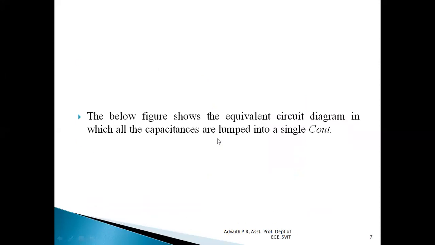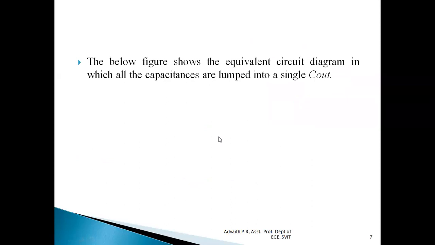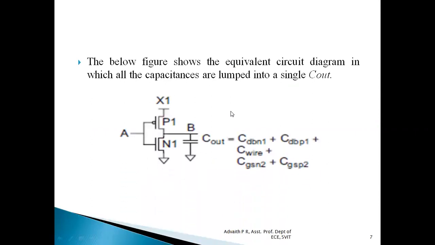This figure shows the equivalent circuit diagram in which all the capacitances are lumped into a single capacitance C out, as shown. If we observe, the output capacitance is the summation of a number of parasitic capacitors, such as drain to body capacitance of the N1 MOSFET, drain to body capacitance of the P1 MOSFET, wire capacitance, gate to source capacitance of the N2 MOSFET, and gate to source capacitance of the P2 MOSFET.